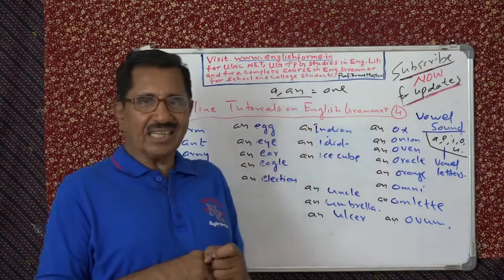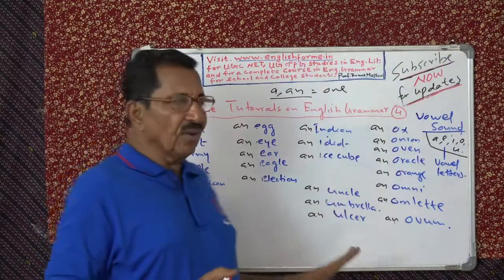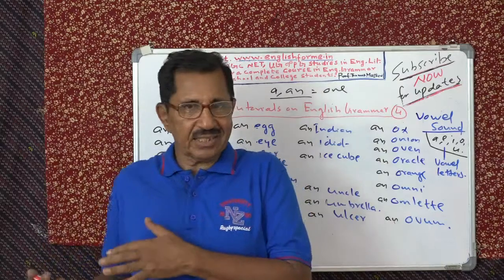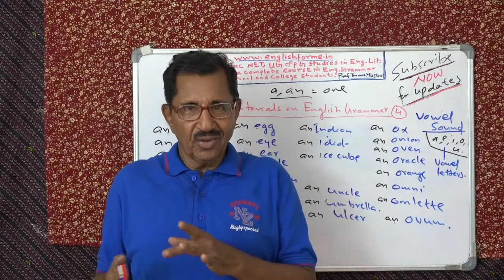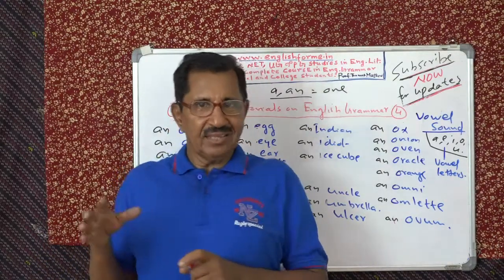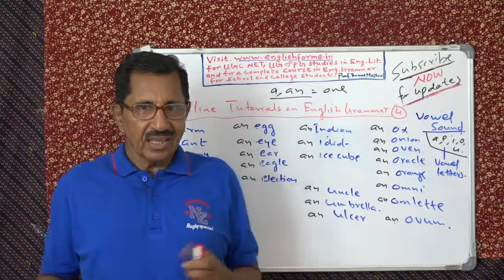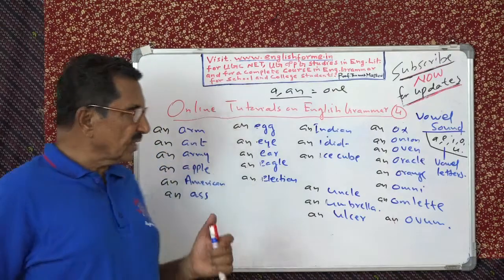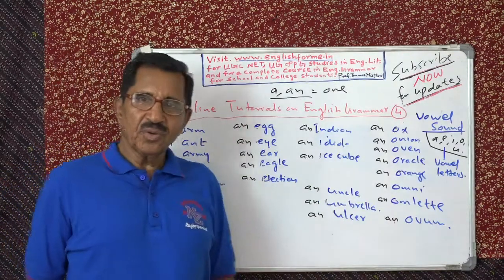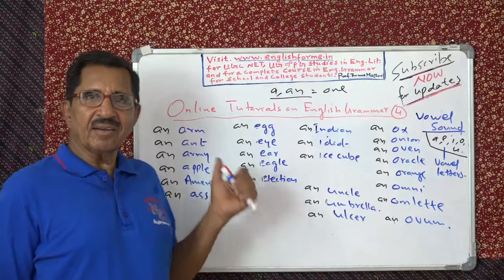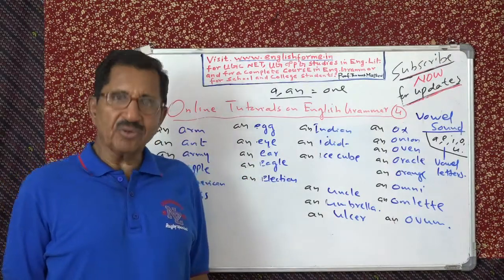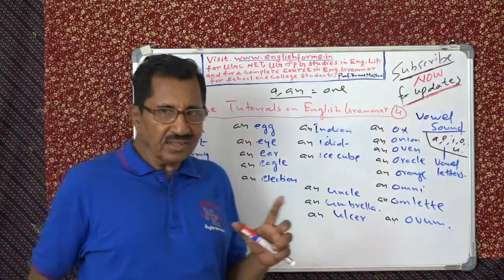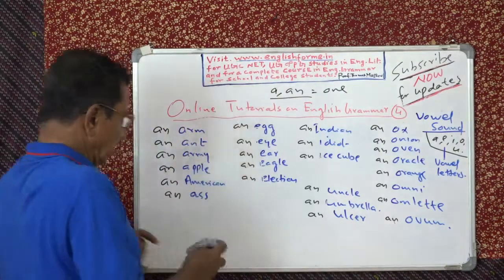Don't misunderstand things. So for the time being, till we know what is a vowel sound and what is some other sound, you can understand it this way. If a singular count noun begins with A, E, I, O, U, you should use an before that, not a. Instead of a, you should use an. Is that alright? So far alright? Okay, very good.